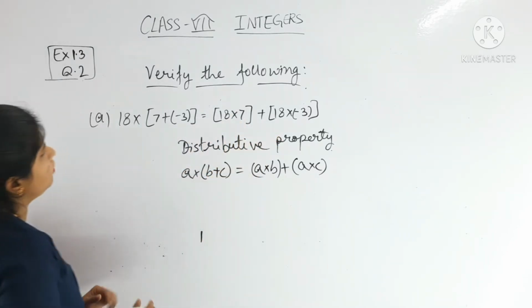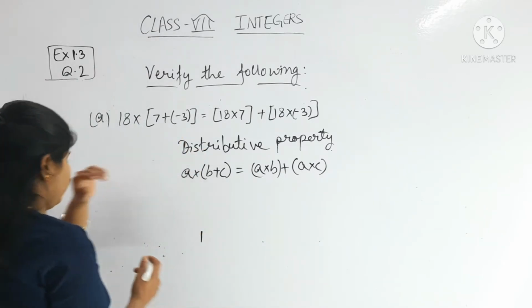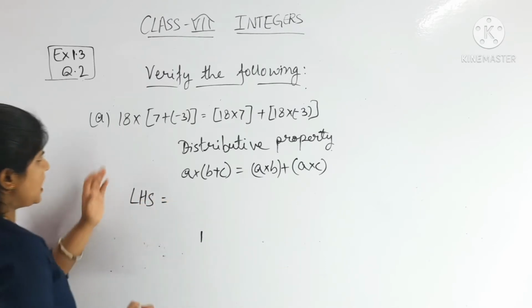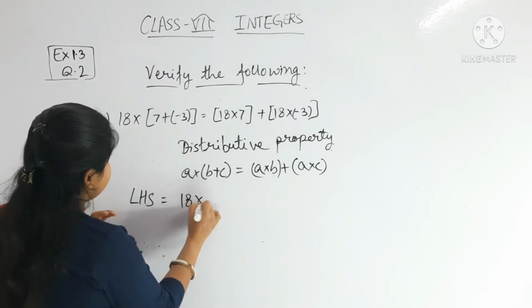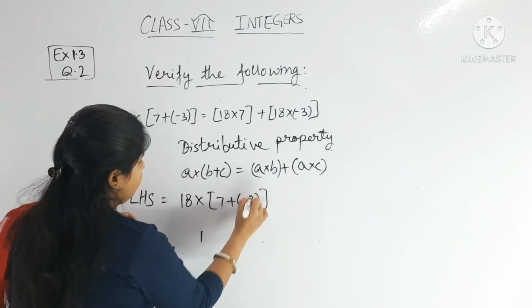Okay. So what we have to do? We have to verify the following. So come to the LHS part. What is the LHS? 18 into 7 plus minus 3. Okay.